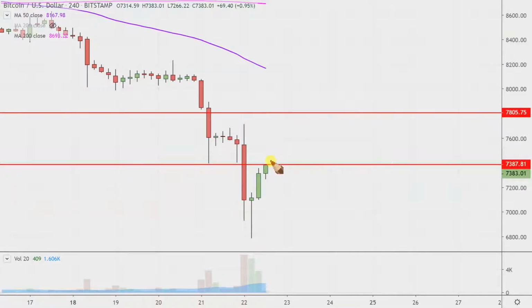Now, what's interesting about this is, as I do the video, the price is literally doing battle with this level right now. So I'm a little jealous of those of you that get to watch this on Saturday and Sunday, because you're going to have a much better idea of, did this break actually happen?